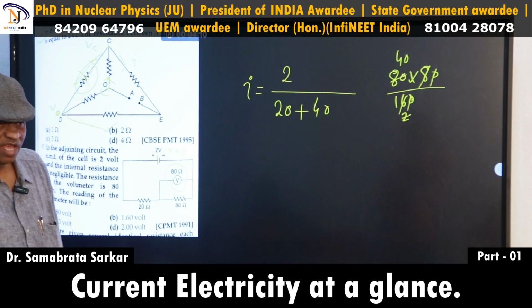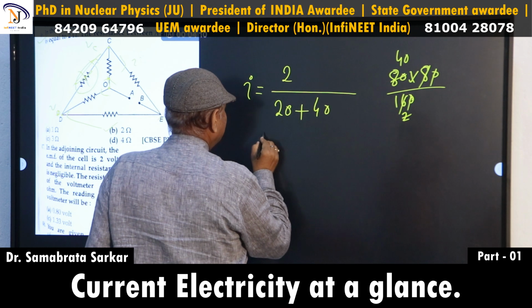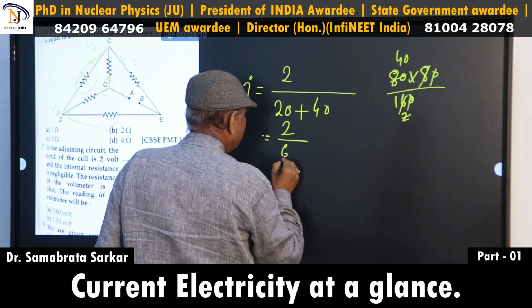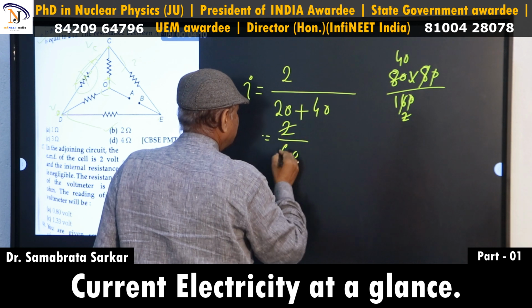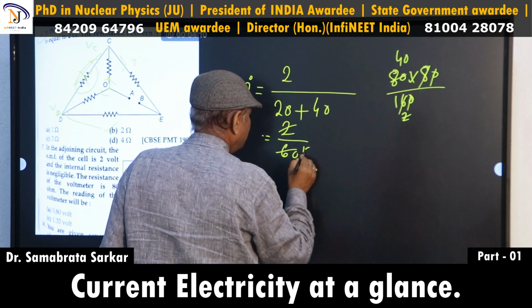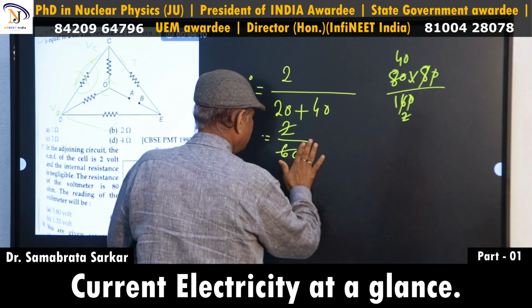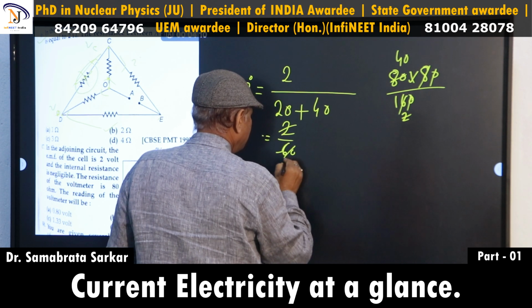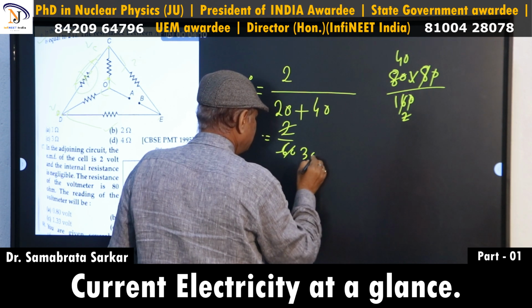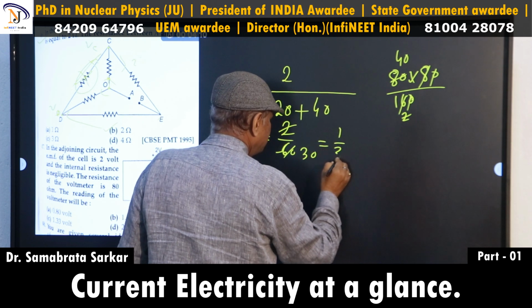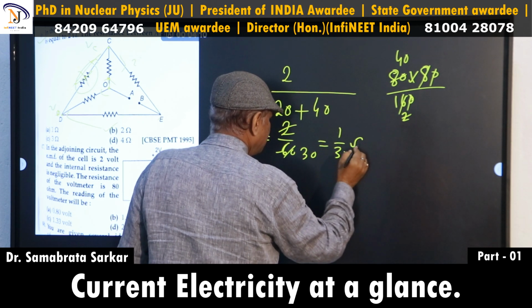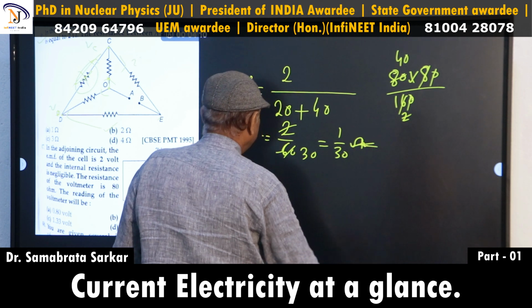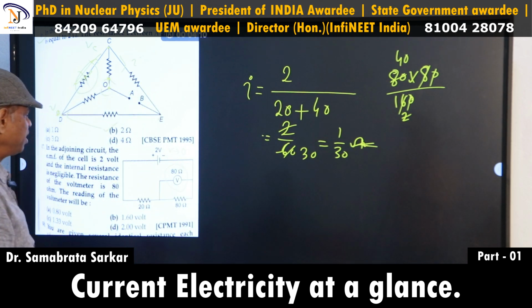Yes, sir. Then what are you getting? You are getting 2 by 60, which is 1 by 30. So the current is 1 by 30 ampere.